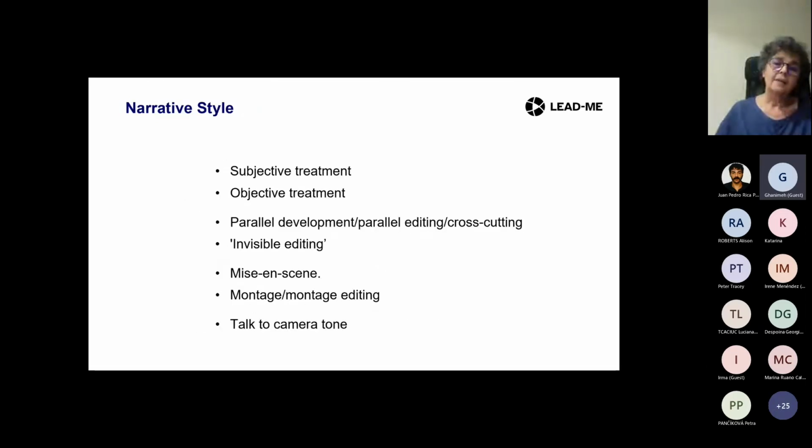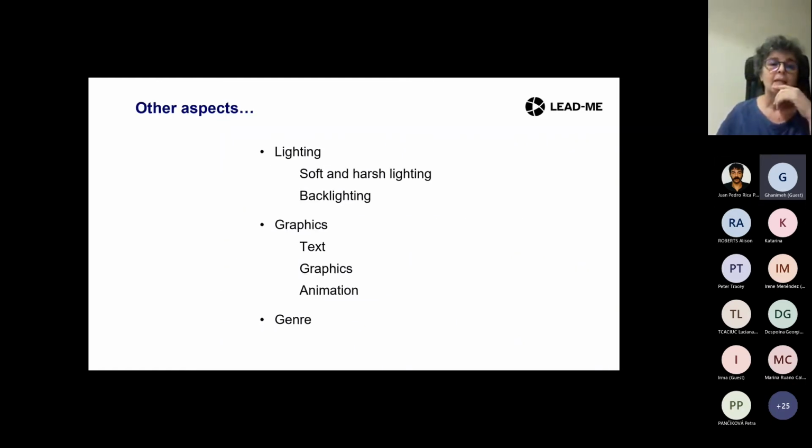Last but not least, every different filmmaker will have a different narrative style, will be adding subjective treatments to both image and sound, will be creating or using different techniques to manipulate our perception of the story that is unfolding for those hour and a half in front of our eyes. And there are other aspects which we could go on and on discussing: the lighting, the graphics, and the genre, etc.